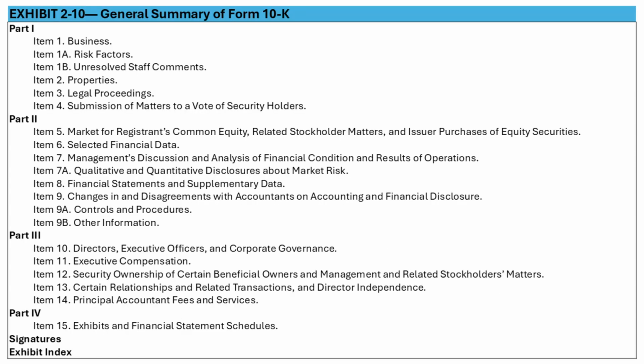Exhibit 2-10 presents a summary of the major sources of the required information in the Form 10-K. In practice, some information may be incorporated by reference, meaning the information is presented outside the Form 10-K, for example, in the annual report, and the Form 10-K points to where it can be found.